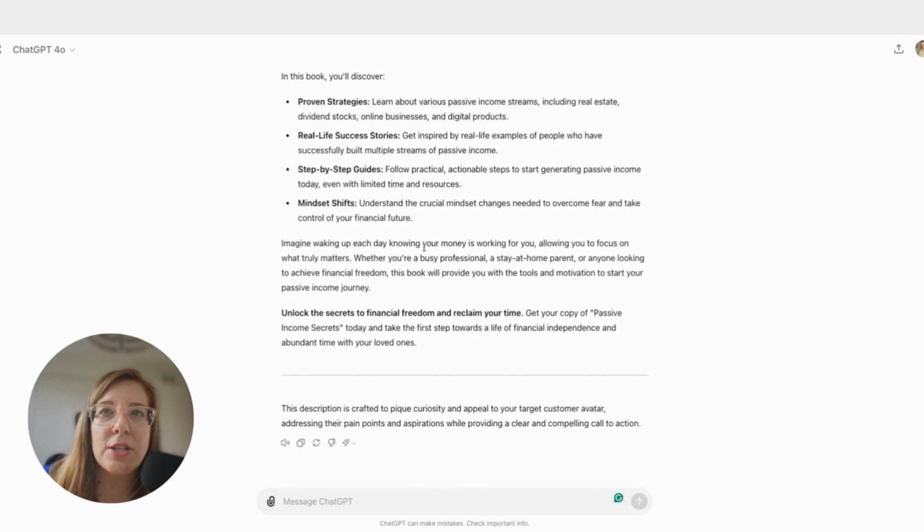Imagine waking up each day knowing your money is working for you, allowing you to focus on what truly matters. Whether you're a busy professional, a stay at home parent, or anyone looking to achieve financial freedom, this book will provide you with the tools and motivation to start your passive income journey. Unlock the secrets to financial freedom and reclaim your time. Get your copy of Passive Income Secrets today and take the first step toward a life of financial independence and abundant time with your loved ones.